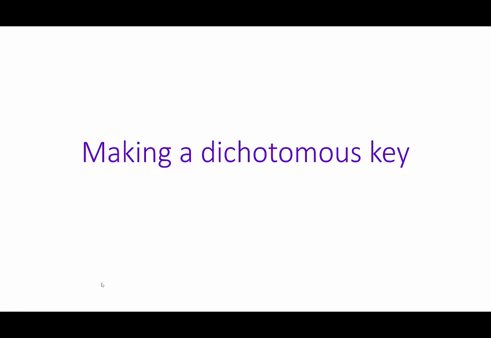Making a dichotomous key. For this lab exercise, we're looking at ways that we can group organisms based on similarities and differences. In making a dichotomous key, we're keeping in mind that di means two. So for each of these questions, we're going to look at an either or choice, or a group of two.